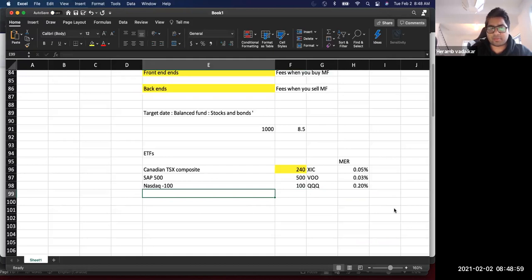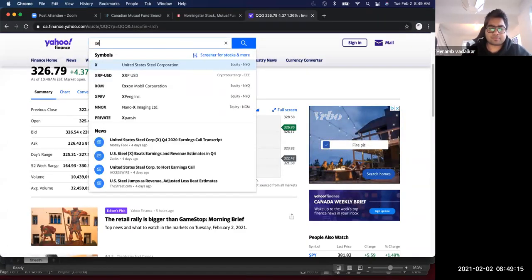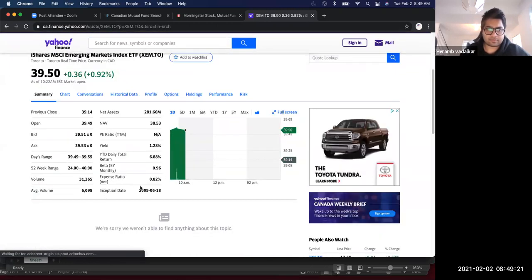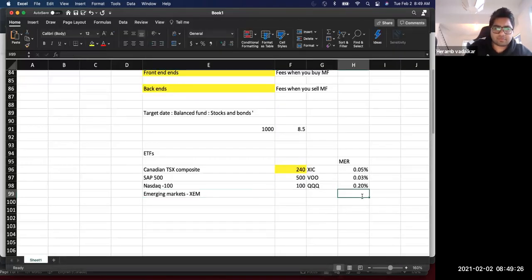If you want to go for emerging markets, then in Canada you can go for XEM, right? XEM is an ETF that tracks emerging markets. So the expense ratio is 0.82. This has many stocks. Okay, the symbol is XEM.